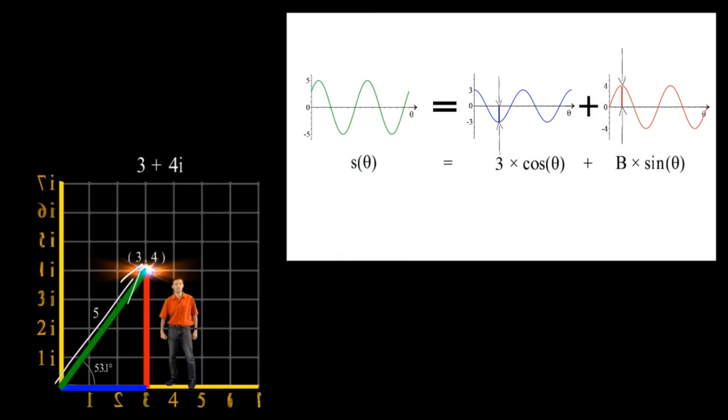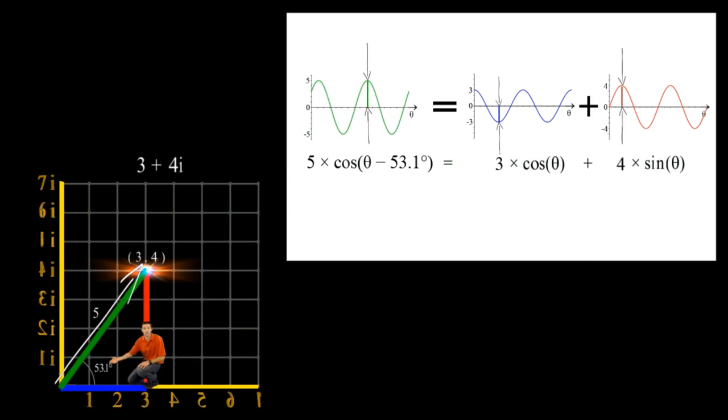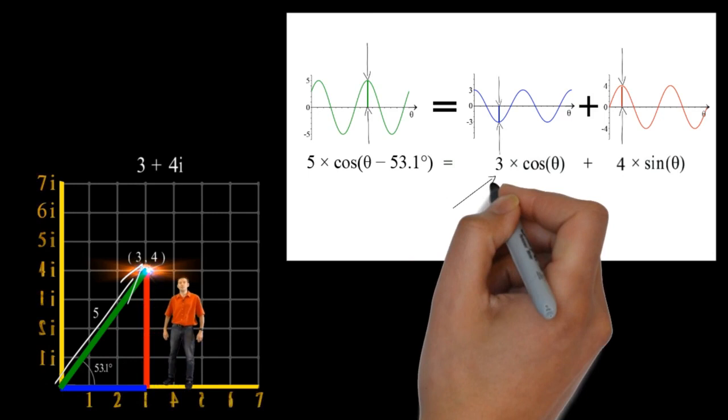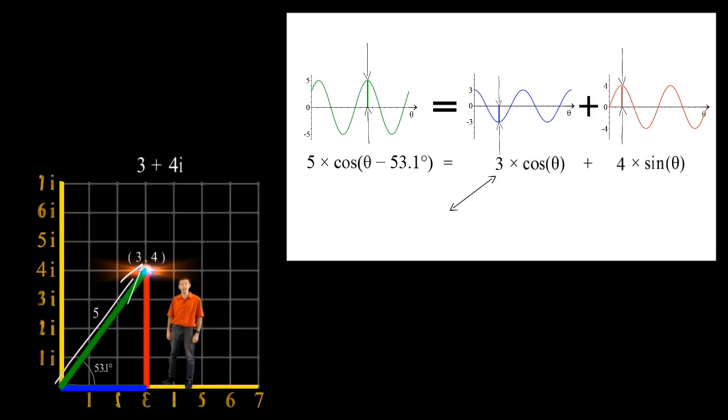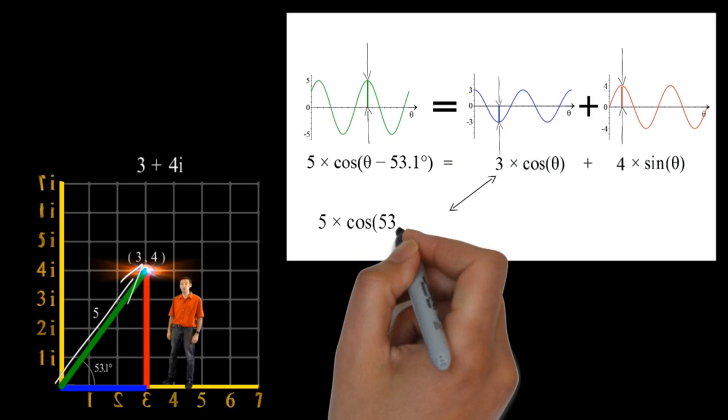This produces a sine wave, which I called S of theta, with an amplitude of 5, represented by the length of the hypotenuse of the triangle, and a phase shift of 53.1 degrees, represented by the angle of the triangle here. However, another way of calculating the length of the base of the triangle is to take the cosine of the angle and multiply it by the length of the hypotenuse. 5 times the cosine of 53.1 degrees equals 3.